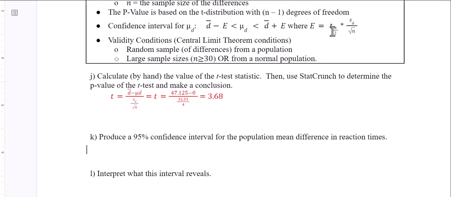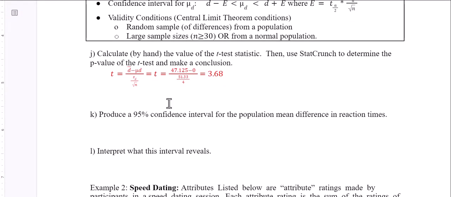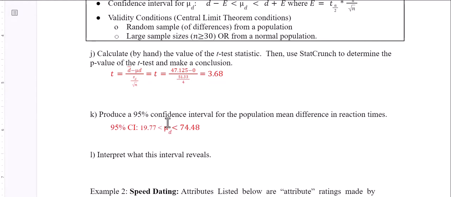You just need to compute the margin of error, so it will be 1.753 times 51.33 over the square root of 16. So find that value and then take your 47.125, subtract it, add it, and then you'll have your confidence interval. For our case, this is the confidence interval, and notice those are pretty big differences, 19.77 to 74.48. This means that the average of the differences is between 19.77 milliseconds and 74.48 milliseconds.